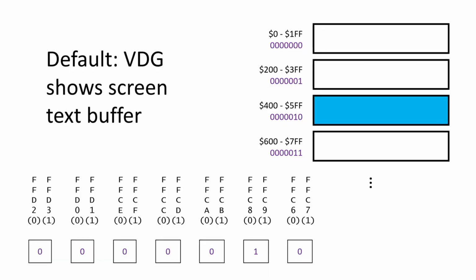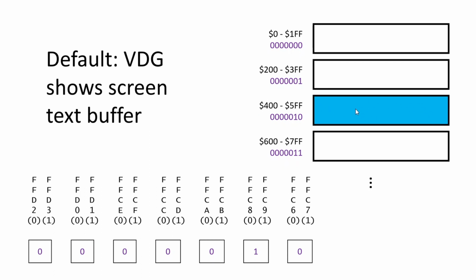The video display generator in your Coco is capable of displaying any page of memory on your screen. So what we have here is a diagram of memory that continues and continues and continues, starting at 0. And it's divided up into pages of size hex 200. So the 0th page goes from 0 to 1FF, the page after that goes from 200 to 3FF, and so on. Now by default, this is the page that's shown when the text screen is active. So that's from 400 to 5FF.